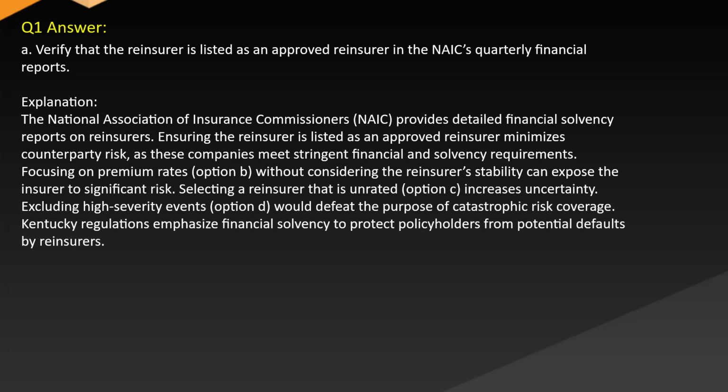requirements. Focusing on the premium rates option without considering the reinsurer's stability can expose the insurer to significant risk. Selecting a reinsurer that is unrated, option C, increases uncertainty. Excluding high-severity events, option D, would defeat the purpose of catastrophic risk coverage. Kentucky regulations emphasize financial solvency to protect policyholders from potential defaults by reinsurers.